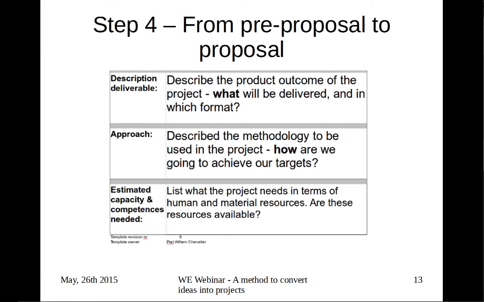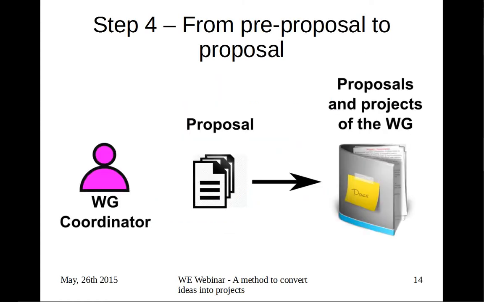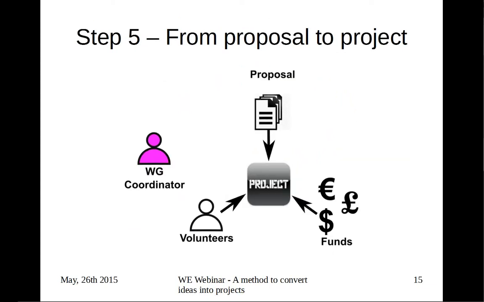And comes the last, this is the 4th step, the most important one. Because after this one, the working group coordinator either files this proposal within the working group or goes on with it. So this goes into step number 5. If the working group coordinator realizes there's a lot of interest inside this proposal, in order to make a proposal become a project, we need to combine proposal, people, volunteers, and funds. So the idea, the people, and the money or the resources.